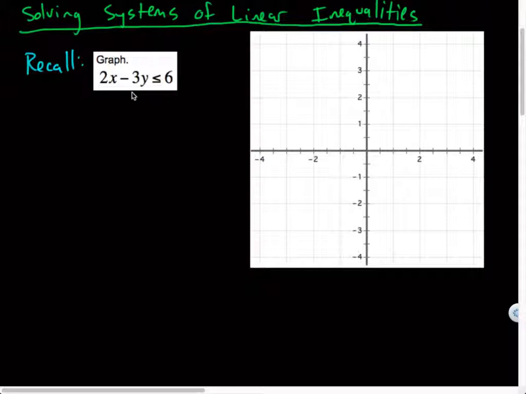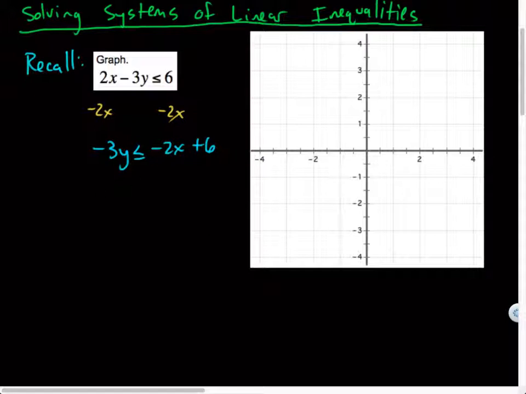If I want to graph that, chances are you would be interested in rewriting that in slope-intercept form, y equals mx plus b, which would be convenient so that I know the slope and the y-intercept. In order to do that, I'm going to solve for y. So let's subtract 2x from both sides. And I would have negative 3y is less than or equal to negative 2x plus 6. Remember, I'm taking care of this inequality here.